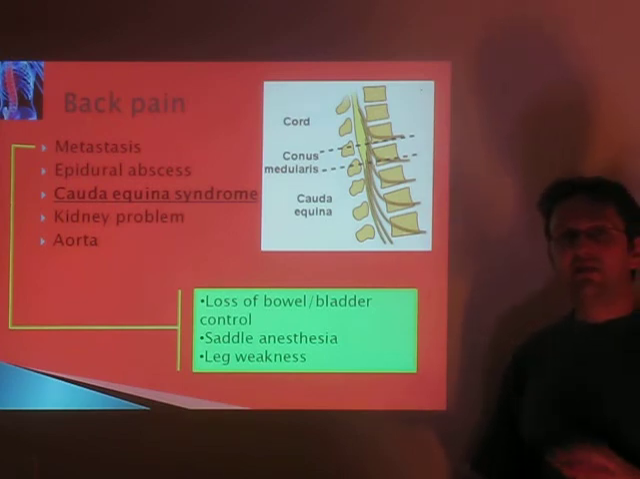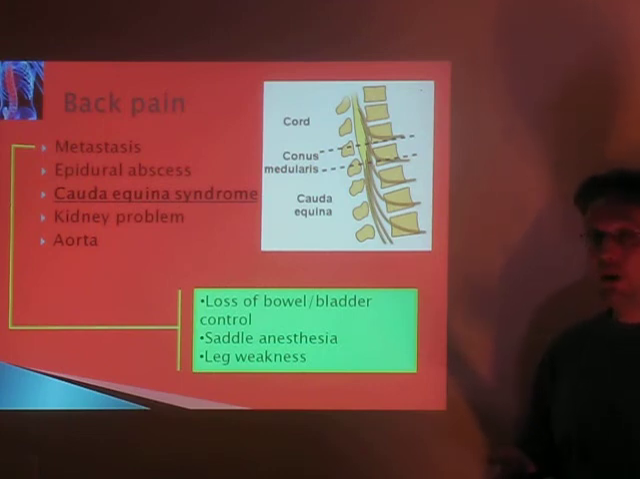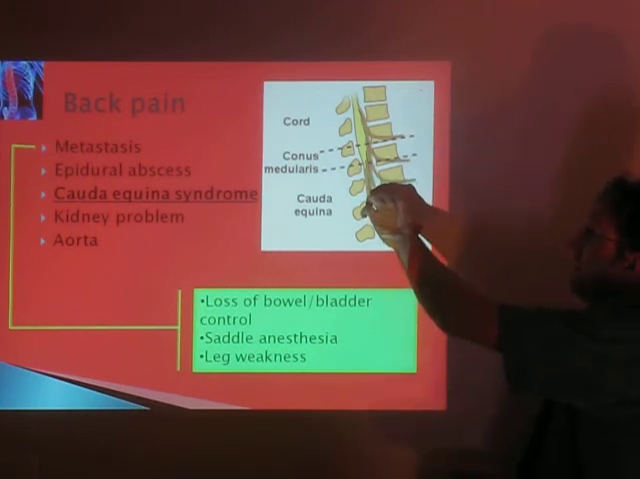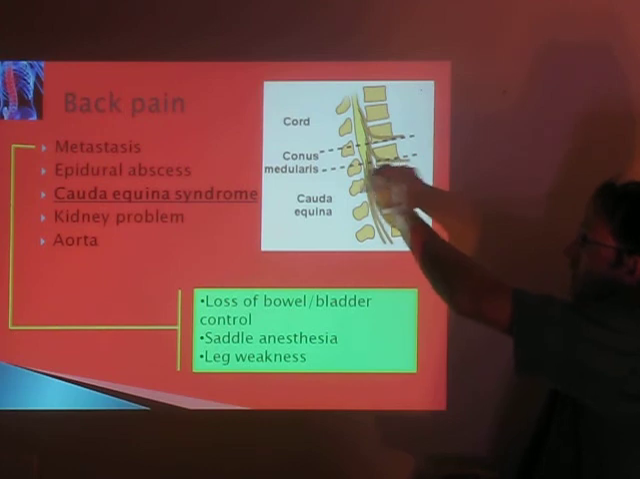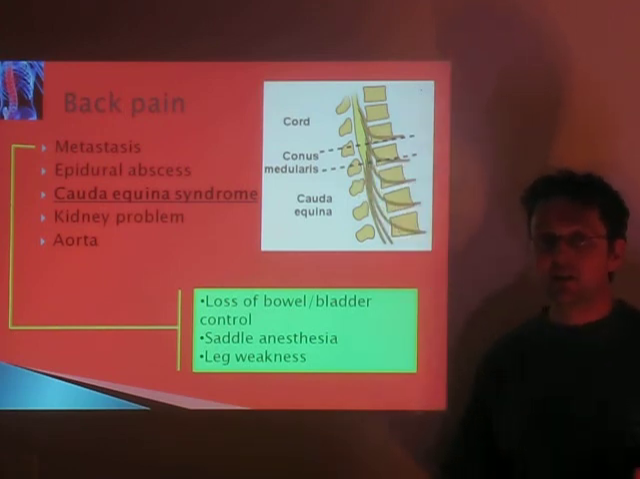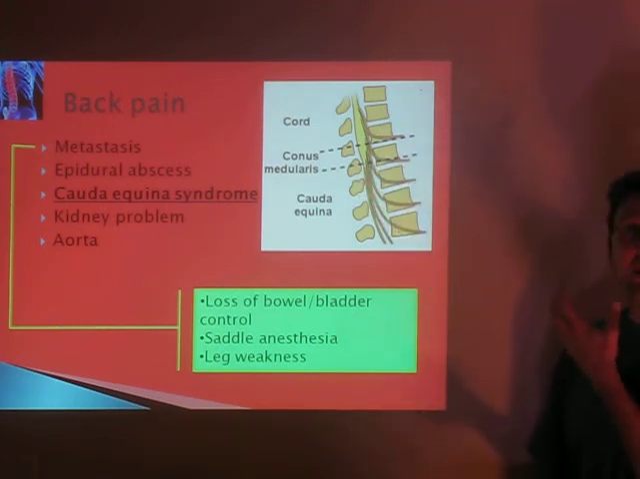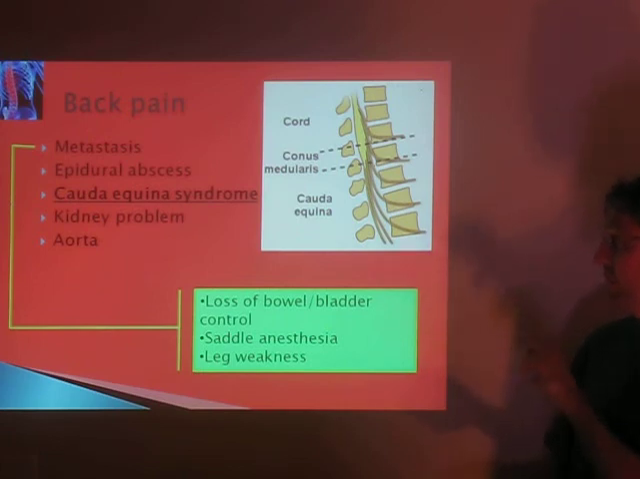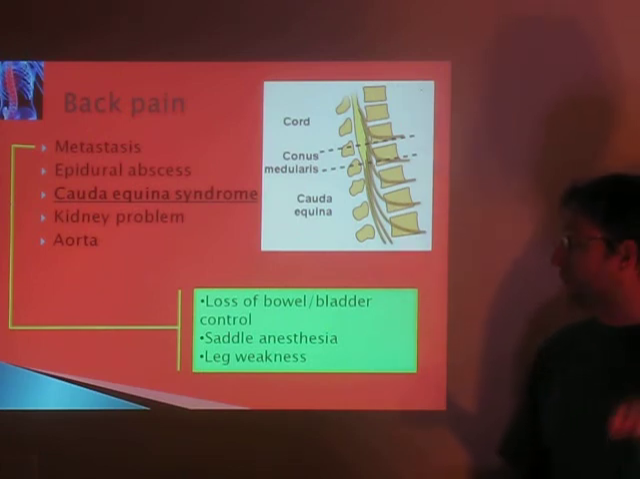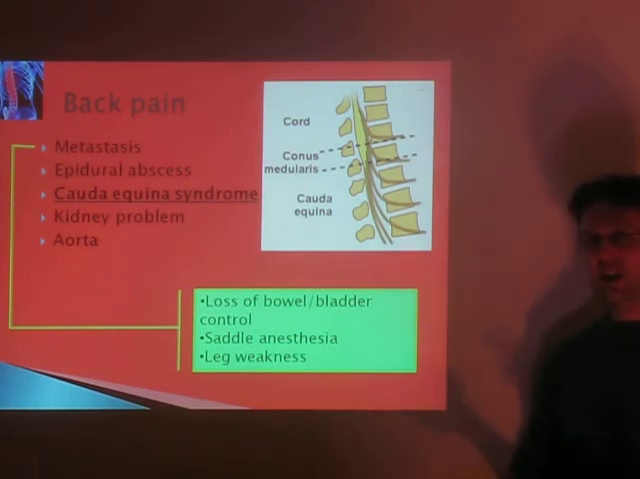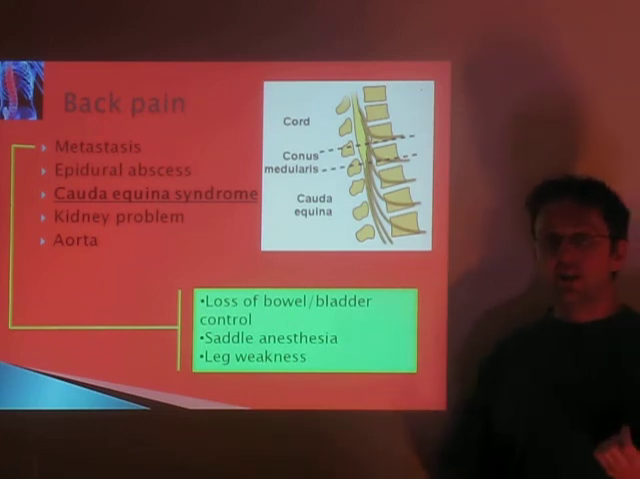Secondly, if they have saddle anesthesia, if they mention that they feel numb when they wipe themselves when they go to the bathroom, that's bad. Or if their legs are weak. If this is crushing higher up and it's getting some of the higher nerve roots, their legs will actually be weak. So you need to document basically no neurologic symptoms, which are loss of bowel and bladder control, saddle anesthesia, which is where a saddle would hit you, and leg weakness.